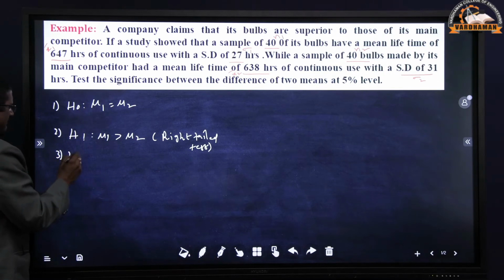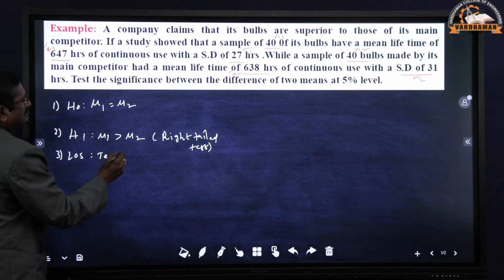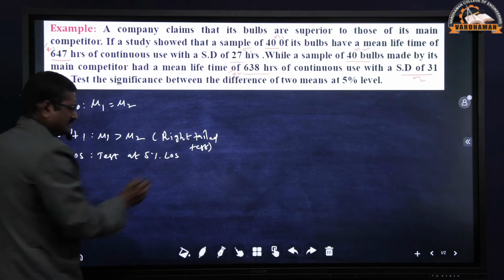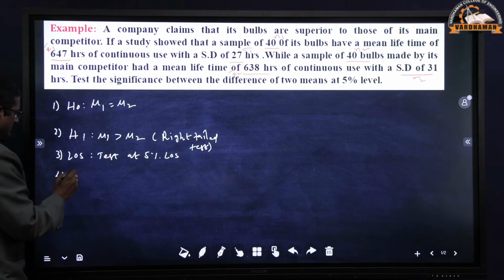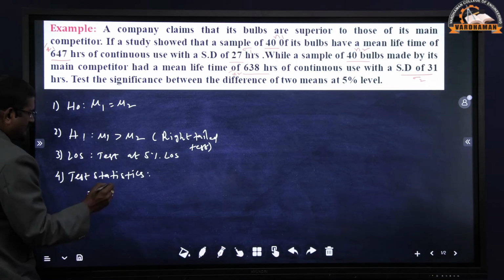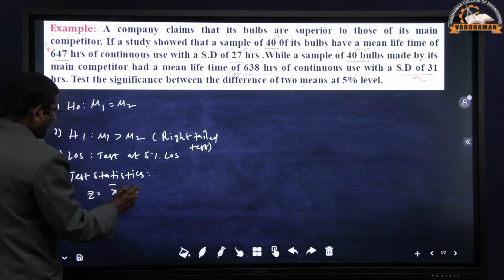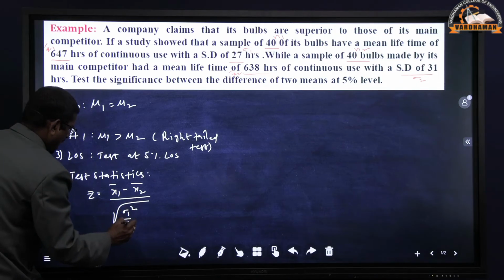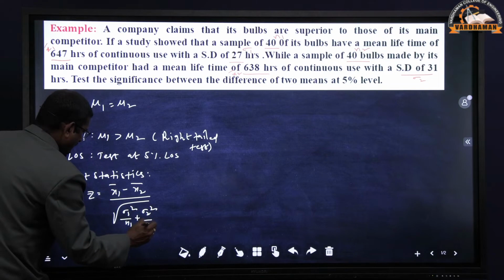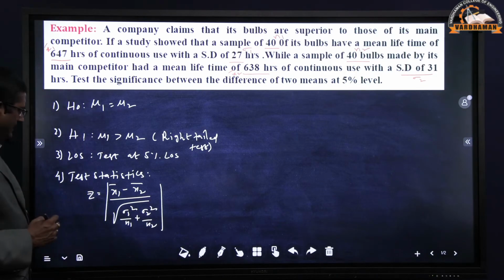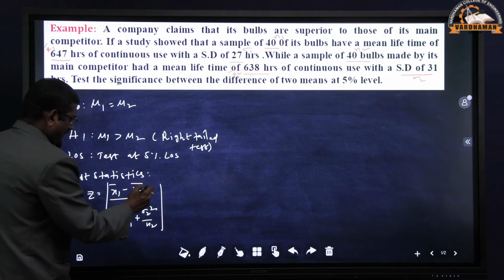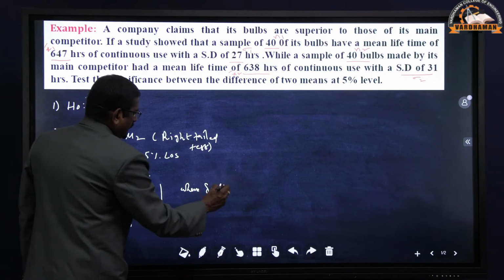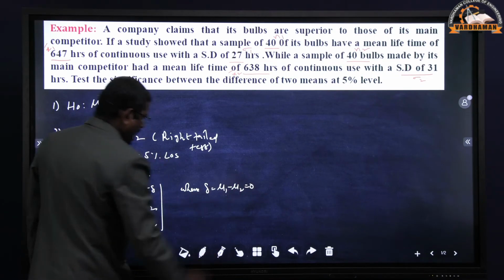And third one is level of significance. As per the given specification, you should test at a 5% level of significance. The fourth working rule is test statistics. That is Z is equal to x1 bar minus x2 bar divided by under root sigma 1 square by n1 plus sigma 2 square by n2, modulus. In this, delta minus delta we can mention it, but where delta is equal to mu1 minus mu2, we can treat as 0.